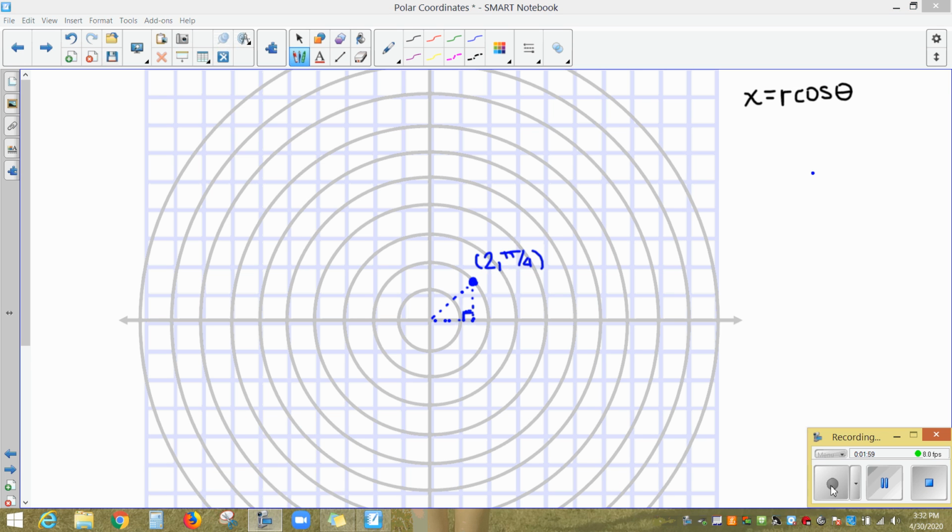Let me get rid of that. Okay, sorry about that. My y-coordinate, my component in the y direction is r times sine theta.